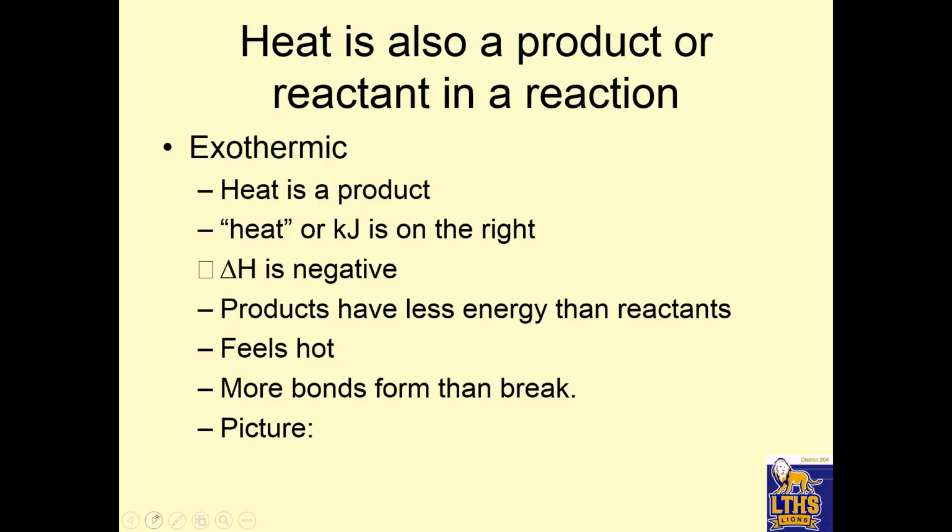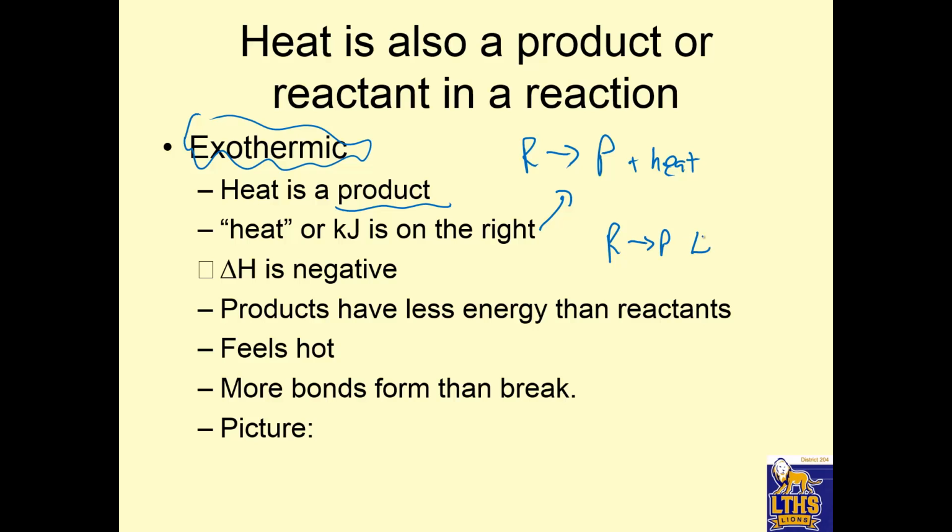Heat is also a product or a reactant in a reaction. If heat is a product, it's called exothermic. Heat or kilojoules on the right. So if I have reactants yield products, my heat would be on the right for an exothermic reaction. That's what that means. Delta H is negative, or I could say reactants yield products, delta H is negative 25. Products have less energy than the reactants.